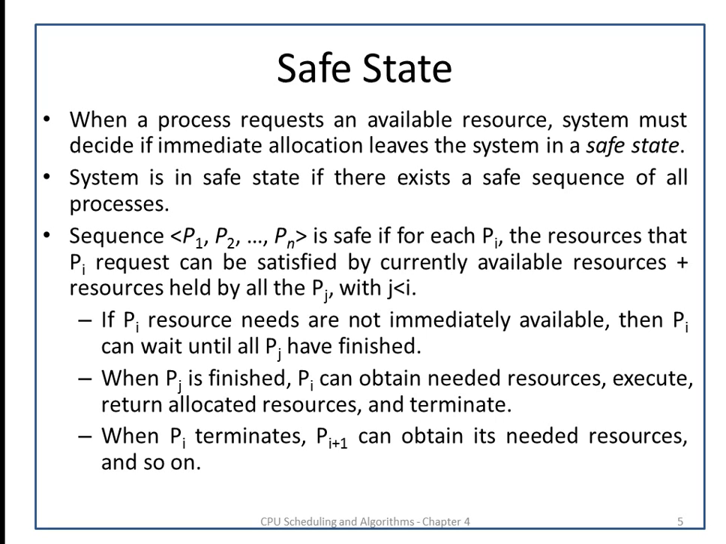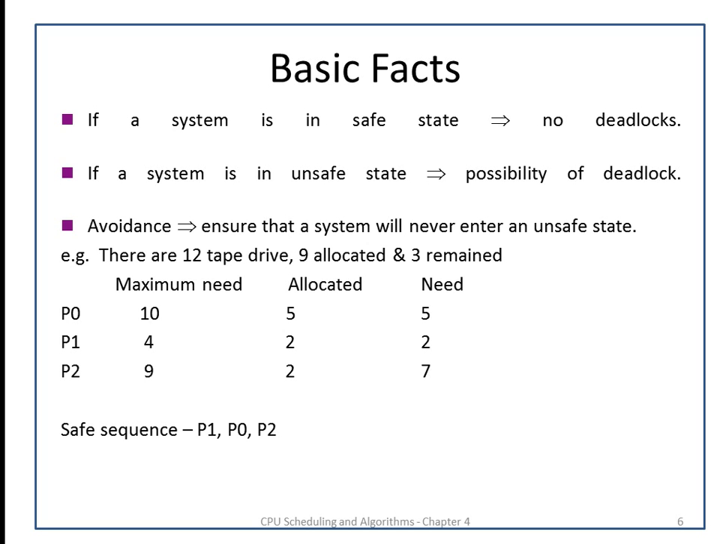When Pj is finished, Pi can obtain the needed resources, execute, return all the allocated resources to the system and terminate. When Pi terminates, the next process Pi plus 1 can obtain the needed resources and so on. So in this way, if we get a sequence of process execution that does not create any deadlock situation, then we can call that sequence a safe sequence.